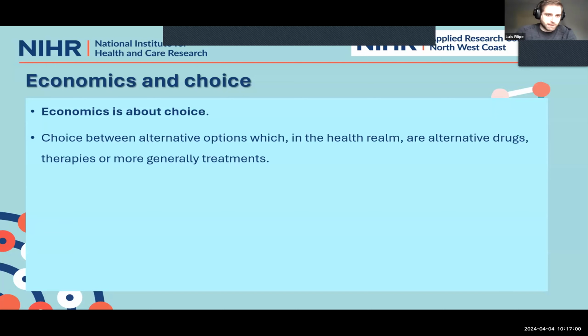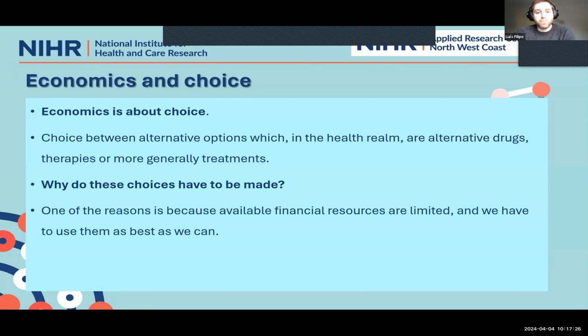For instance, in health economics or in the realm of health, you can try to understand why decision makers are buying some drugs or therapies or more general treatments and not others. So this is going to be fundamental. So that's it. Economics wants to know why these choices have to be made.